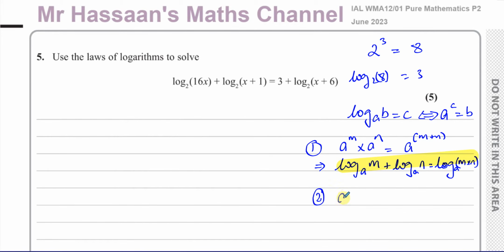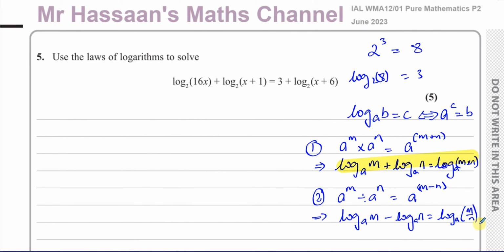Now, the second law of logarithms is based upon the other very famous index law: when you divide two numbers with the same base in index form, you subtract the powers. Which leads us to log to the base a of m minus log to the base a of n is equal to log to the base a of m over n, because we can divide those. That's sometimes called the subtraction law. So that's the second law of logarithms.